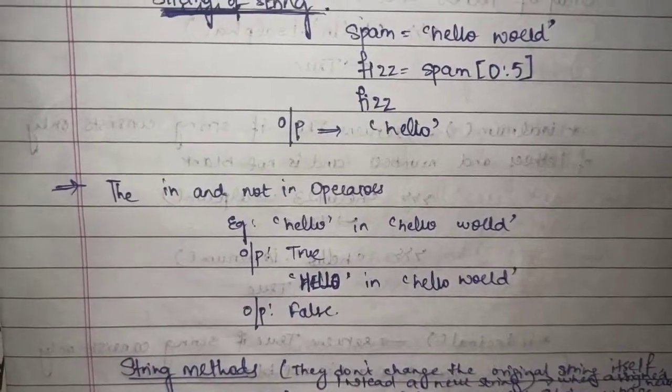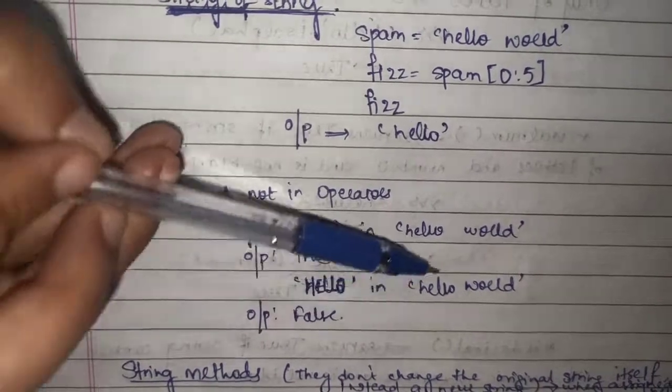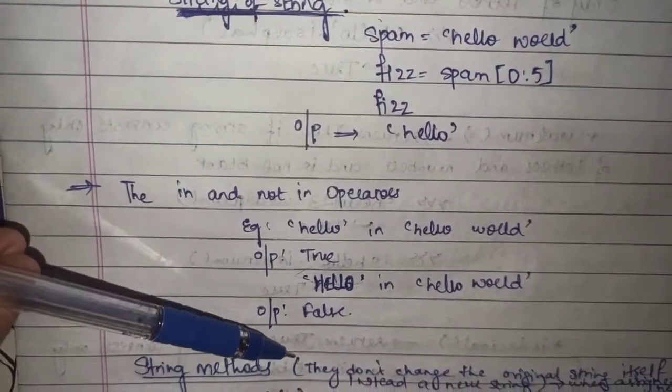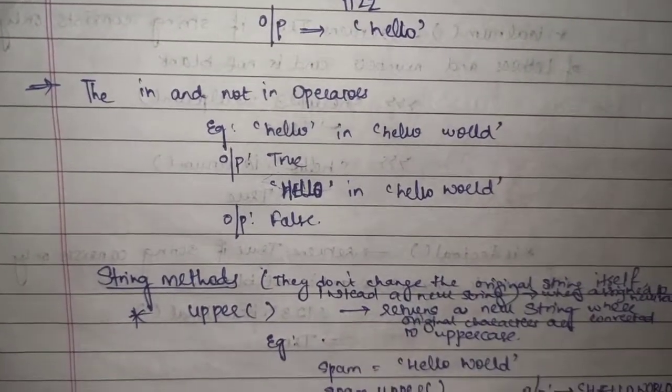And as Python is case sensitive, suppose you have caps Hello in Hello World, then it will return false. So that's about the in and not in operators. Coming to the string methods, there are various string methods.